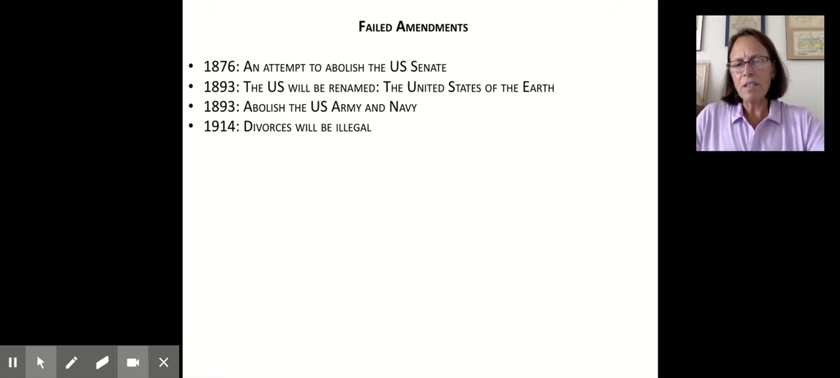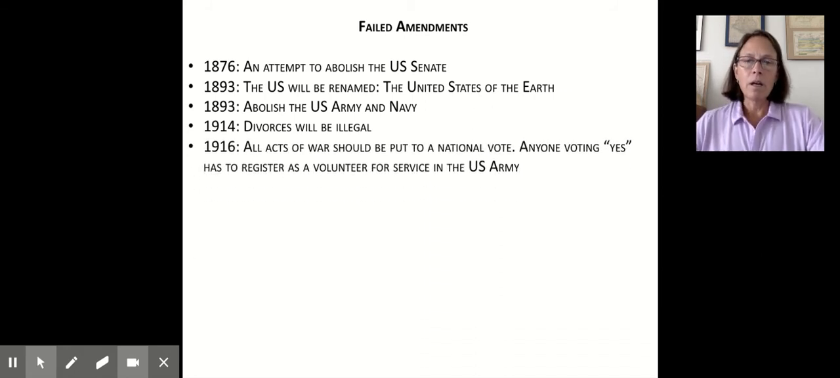And then in 1916, there was a proposed amendment. In 1916, World War I had been going on now for 2 years. The United States had not entered the war yet, but we were about a year away from entering into it. And so they wanted to change how our country would declare war. Right now, only Congress has the authority to declare war. So the proposed amendment would decide that all acts of war should be put to a national vote. Anyone voting yes has to register as a volunteer for service in the U.S. Army. So we'd eventually become a direct democracy temporarily. And if you wanted to support the war and go, you would also have to go fight it. Obviously, again, that one did not pass.